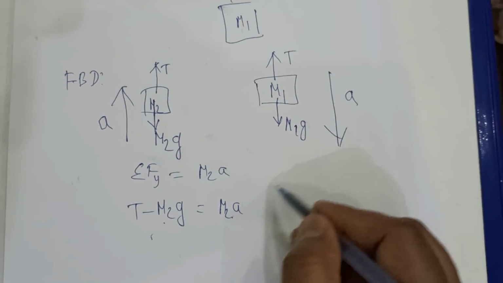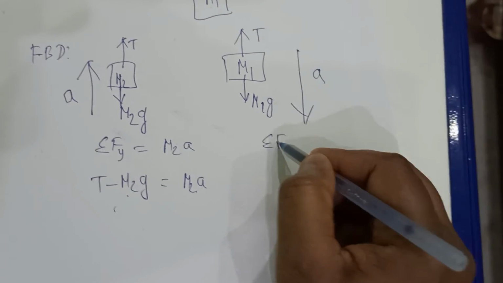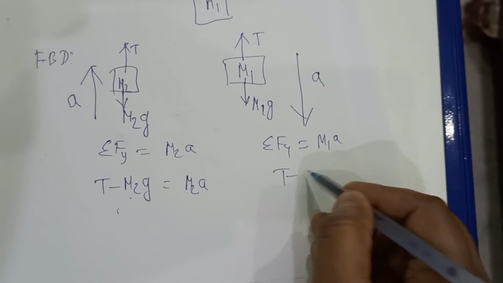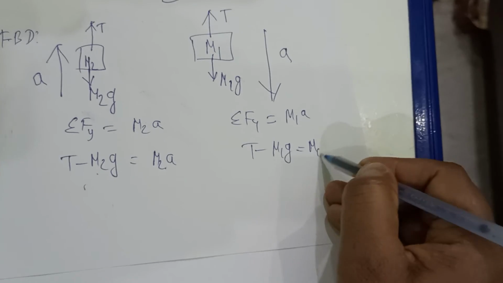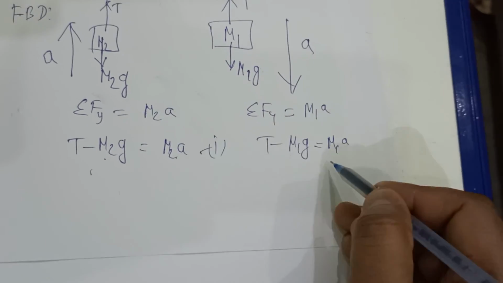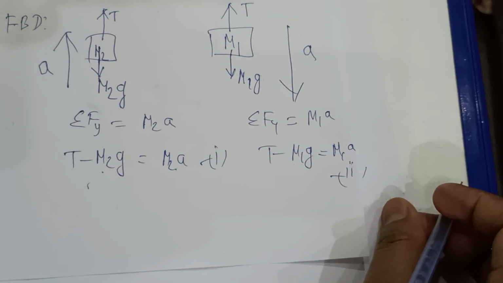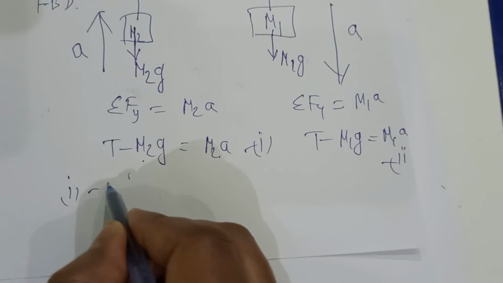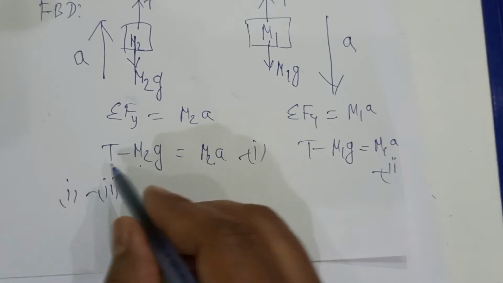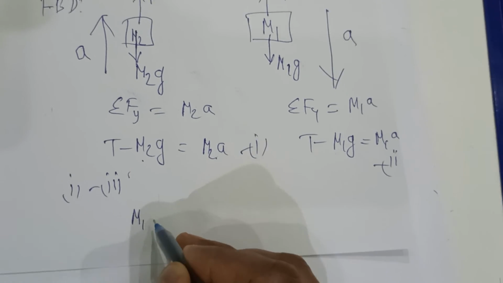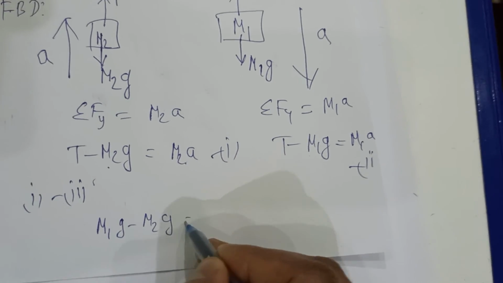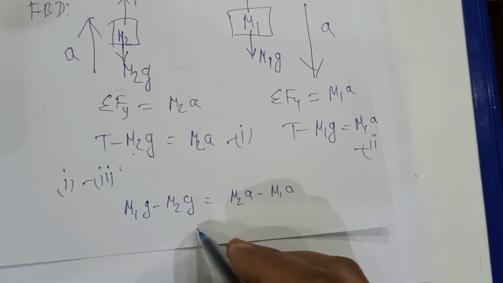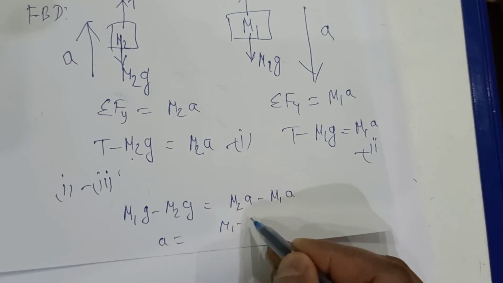Here also applying the same thing, sigma Fy should be equal to m1a. So here it should be T minus m1g equals m1a. So we got two equations. By solving these two equations, we will find the values of T and a. Here we will subtract the second from the first. So subtracting the second from the first, we will get m1g minus m2g equals m2a minus m1a.